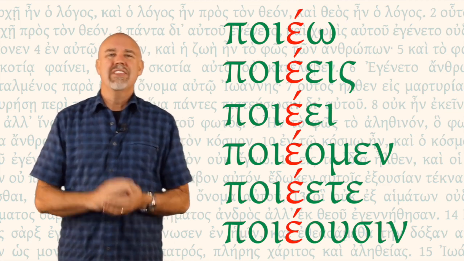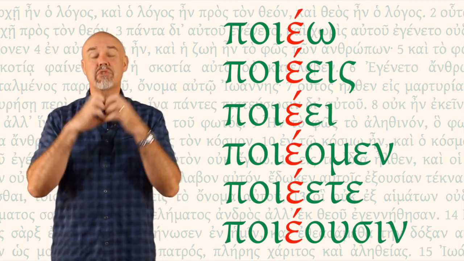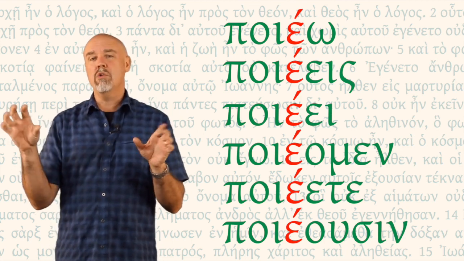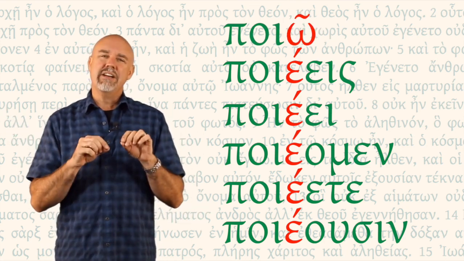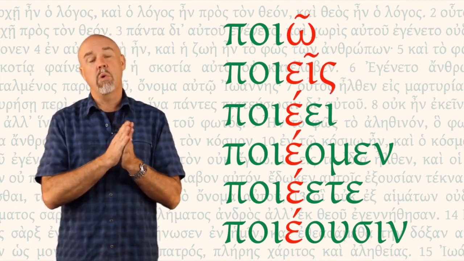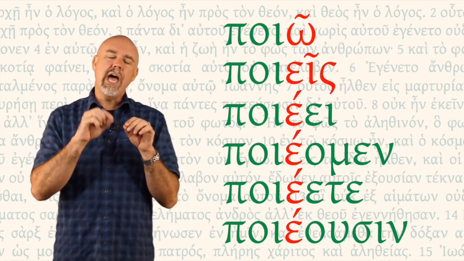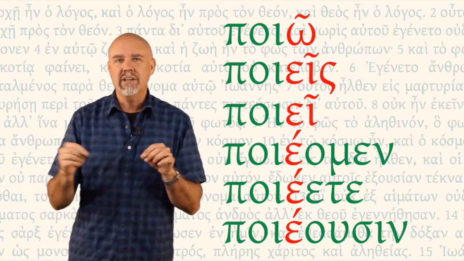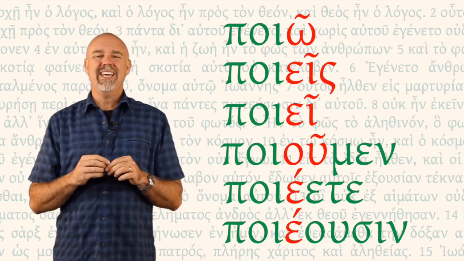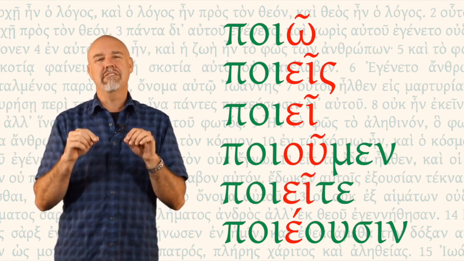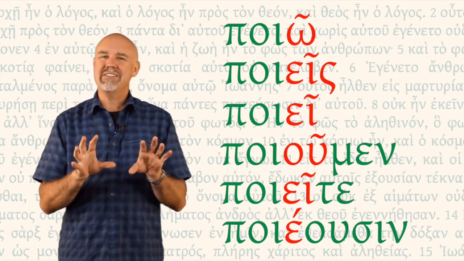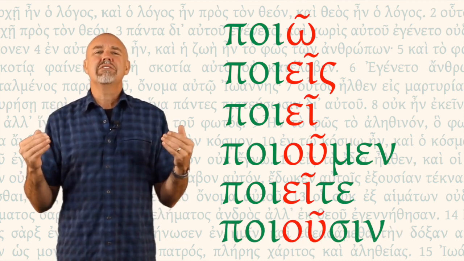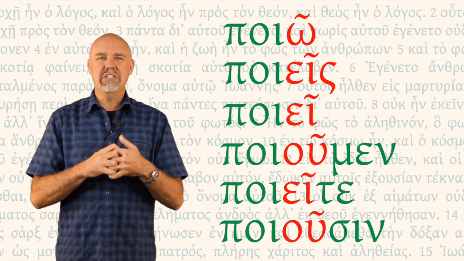So here's what happens. The vowels come together and contract into a new form. And what we have instead is, instead of poieo, we just have poio. Instead of poieeis, we just have poieis. Instead of poieei, we have poiei. Instead of poieomen, we have poioumen. Instead of poieete, we have poieite. And instead of poieousi, we just have poiousi. So you can see that these vowels are coming together and contracting into a new form.